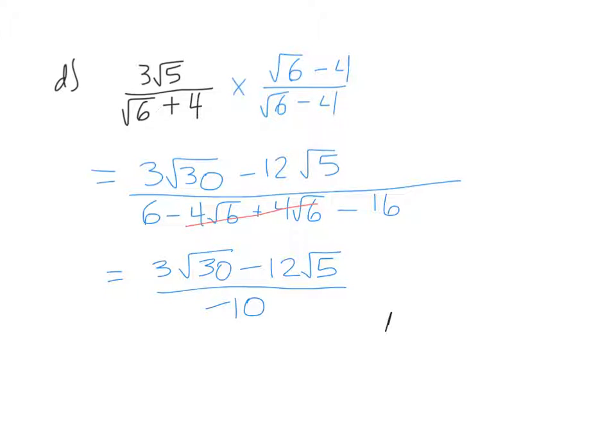So let's just simplify a little bit further by multiplying by negative 1 over negative 1, which changes that 10 on the bottom to a positive number. And the top we get negative 3 root 30 plus 12 root 5. The negatives change to positives and the positives change to negatives. And that looks like a pretty good answer there. Make sure you are checking to see if you can simplify further. Is there a perfect square factor in any of the radicands? And the answer here is no. So you can't do anything with that. Is there a common factor overall? And the answer is no. So that one's done.